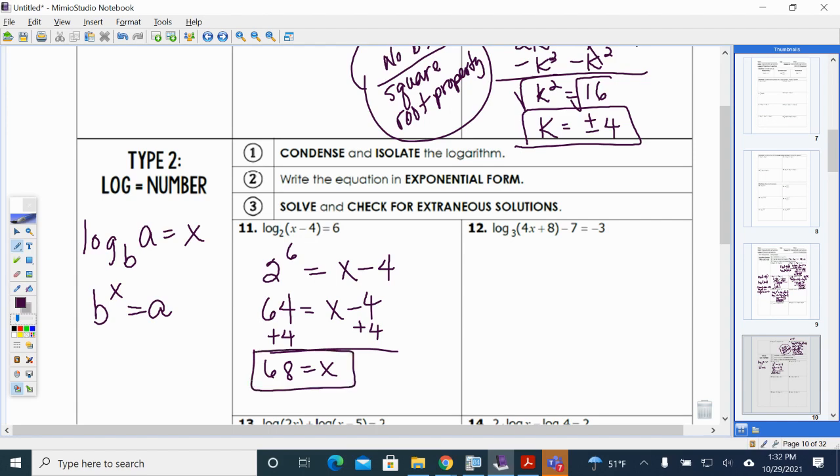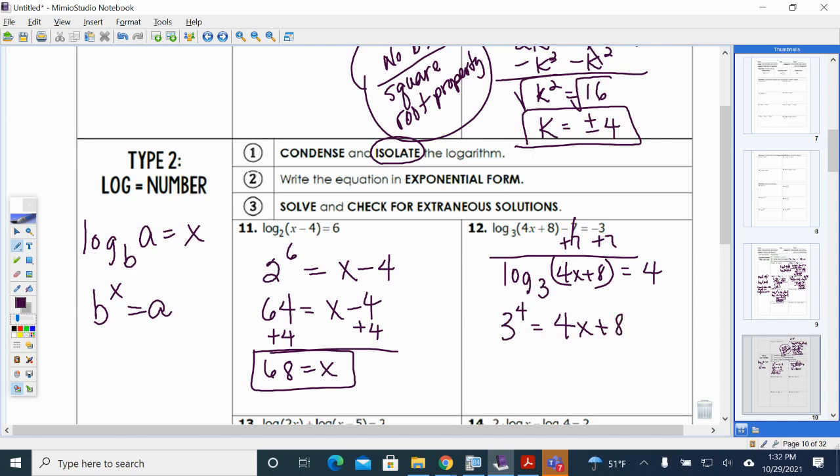Let's look at number 12. Log base 3 of 4x plus 8 minus 7 is equal to negative 3. So this one needs to be isolated. Do you see the minus 7? You've got to get rid of the minus 7. So we would need to add the 7 first and get log base 3 of 4x plus 8 is equal to 4. Now we're going to rewrite this in exponential form. So 3 to the 4th power is equal to 4x plus 8. 3 to the 4th power is 81.